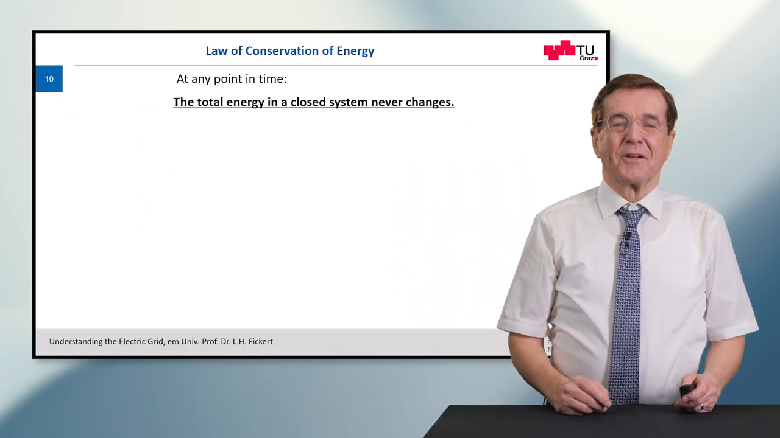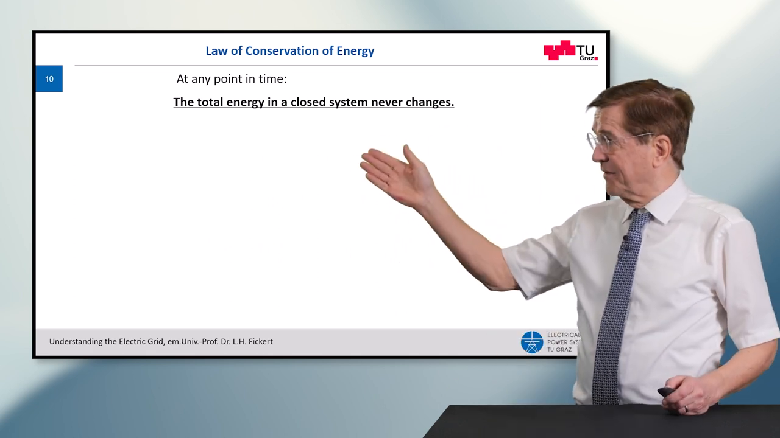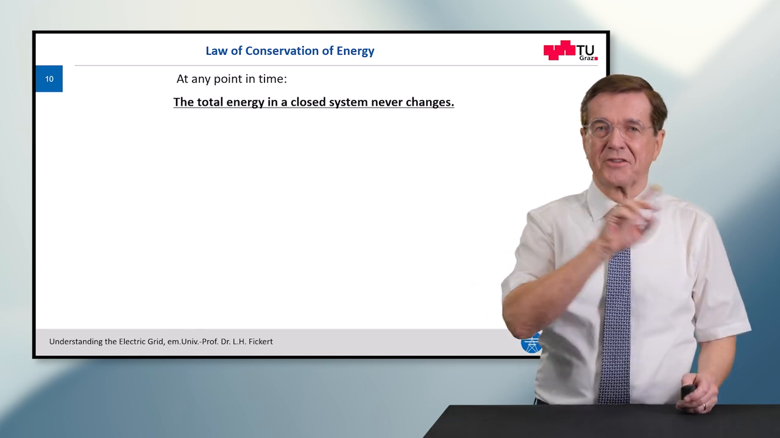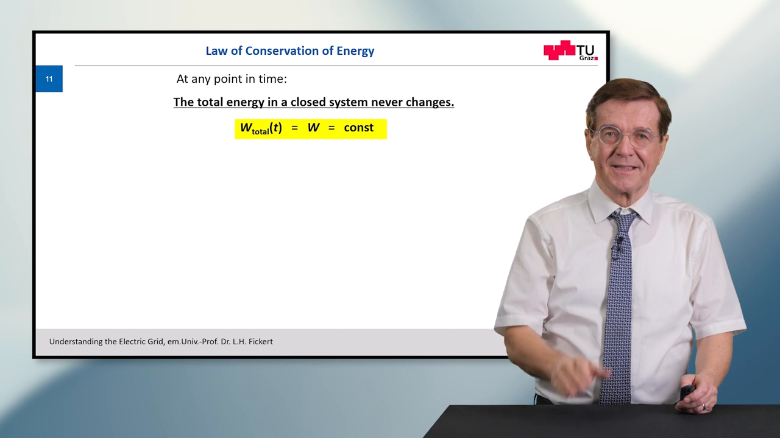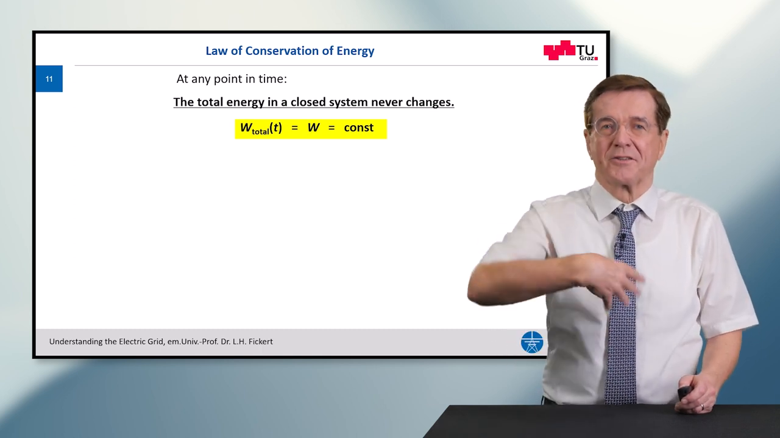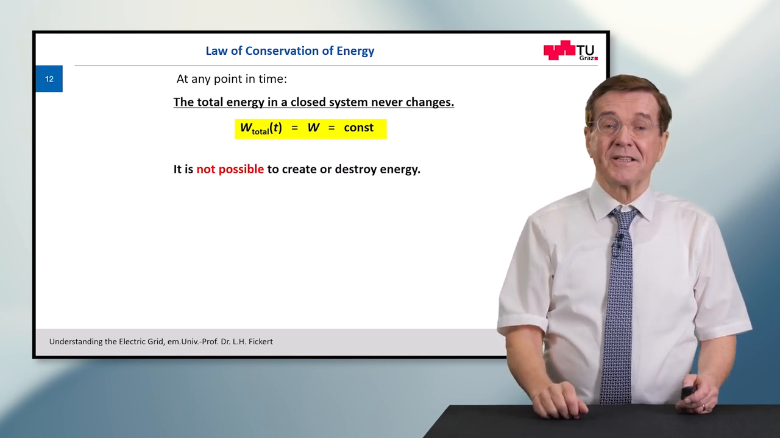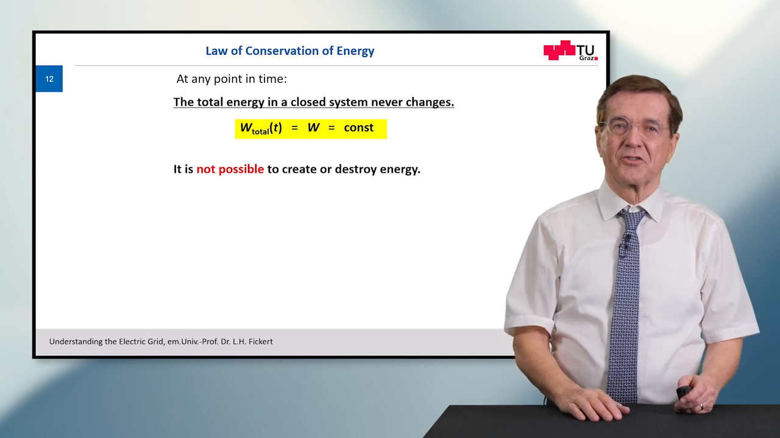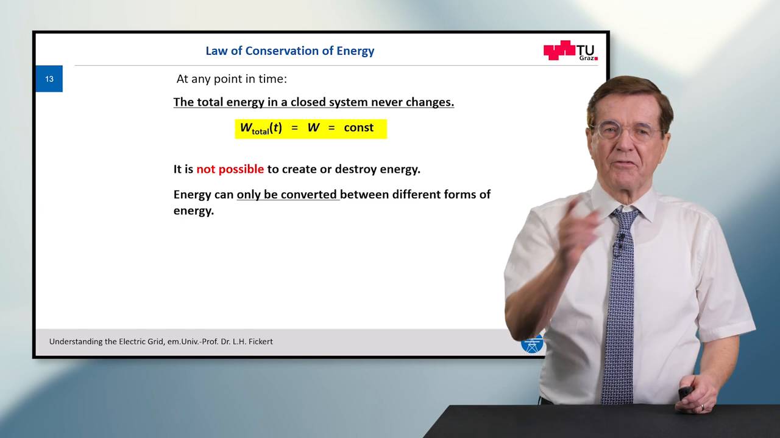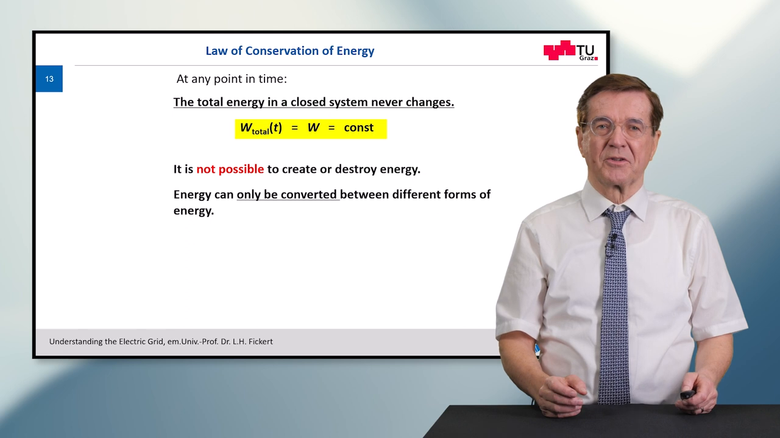The first point of everything is the law of conservation of energy. The law of conservation of energy says the total energy in a closed system never changes. So this means, in mathematical expression, W, which means work, in terms of energy, is constant all over the time. So it is not possible to create or to destroy energy. Energy can only be converted between different forms of energy. So now let's look into this conversion process.